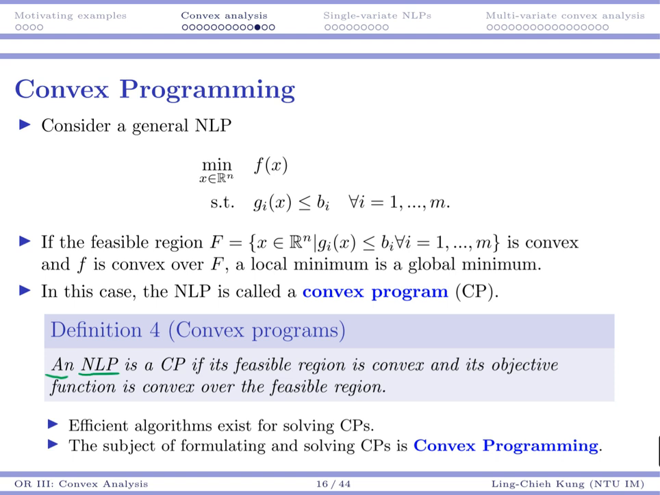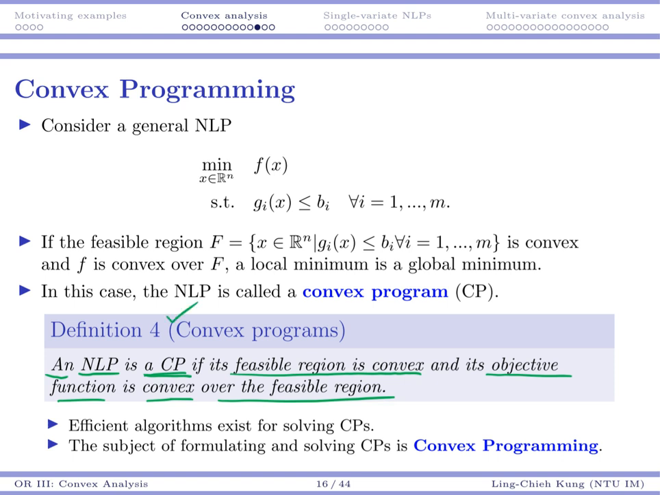So a nonlinear program is a convex program if the feasible region is convex and the objective function is convex over the feasible region. So that's the definition of a convex program.